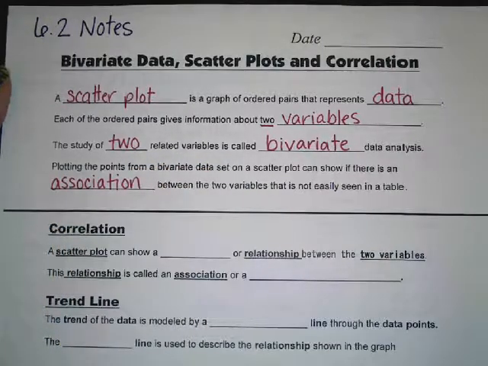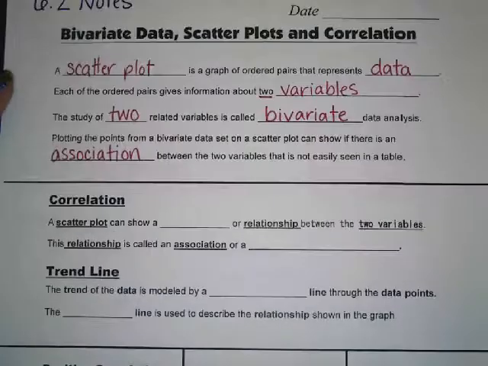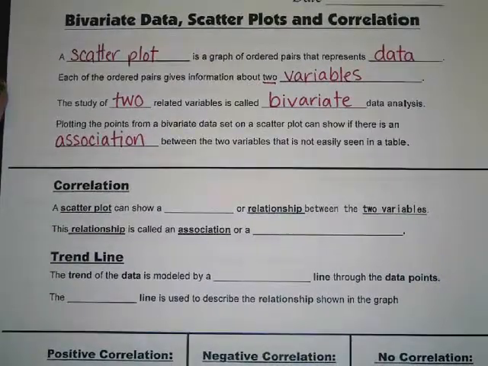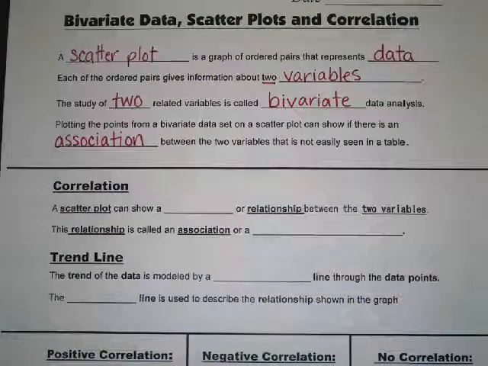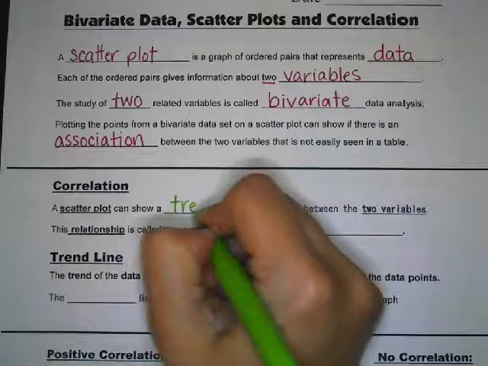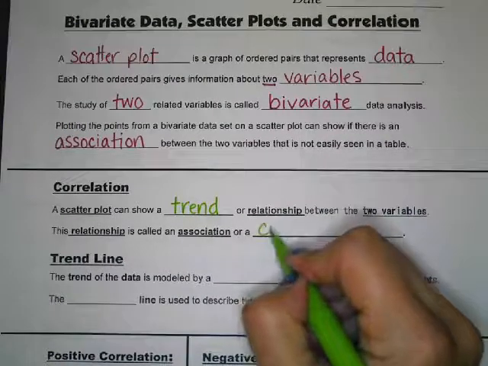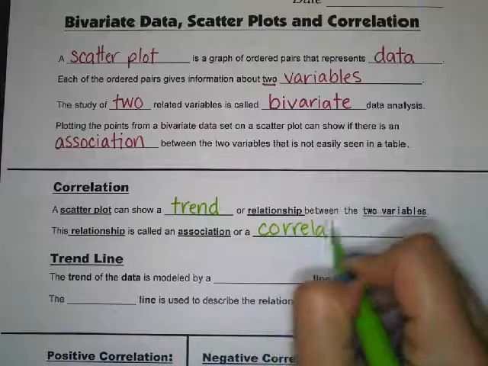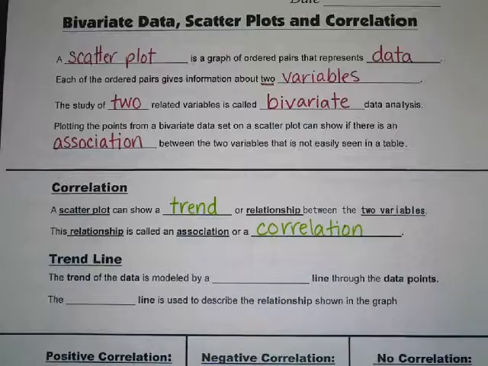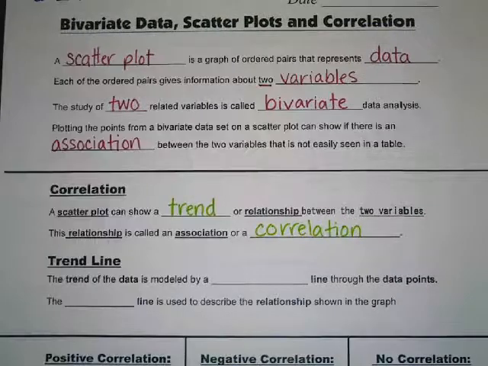Some other terminology that you need to know is correlation and trend line. So a correlation, we're going to see what that looks like. A scatter plot can show a trend or relationship between the two variables. This relationship is called an association or a correlation. And then let's look at trend line and see exactly what that is.